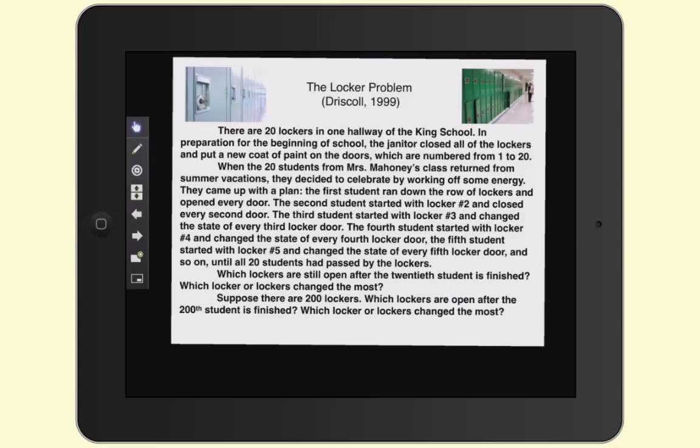This is a real popular problem, one I really like. It's called the locker problem, and it's Mark Driscoll and his team, Fostering Algebraic Thinking. They focus in on this problem. This is from Driscoll's work, and there are a lot of different adaptations. There's a magic card trick out there.